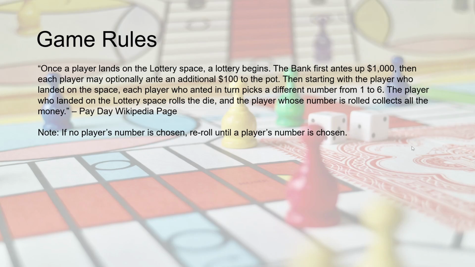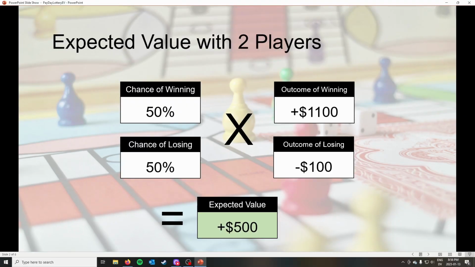All right, so what is the expected value of the lottery and why should you play it? The expected value of playing the lottery with 2 players is roughly $500. That means that on average, if you played the lottery several times over with 2 players, each player would end up with $500. Now, of course, where's this extra money coming from? It's coming from the bank. The bank is anteing $1,000, and this is what causes the lottery to be a positive expected value over the long run for both players and for anyone who's in the game.